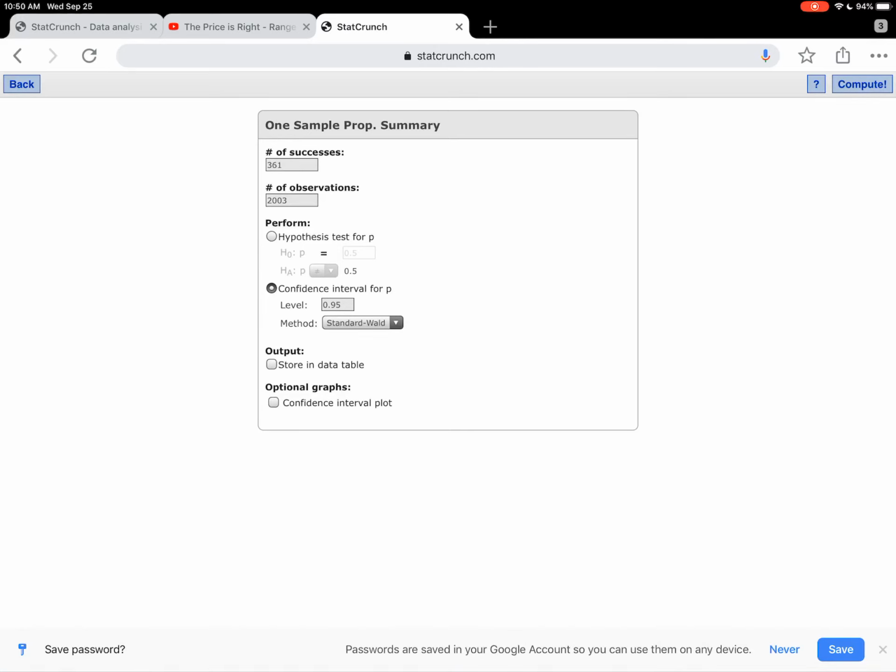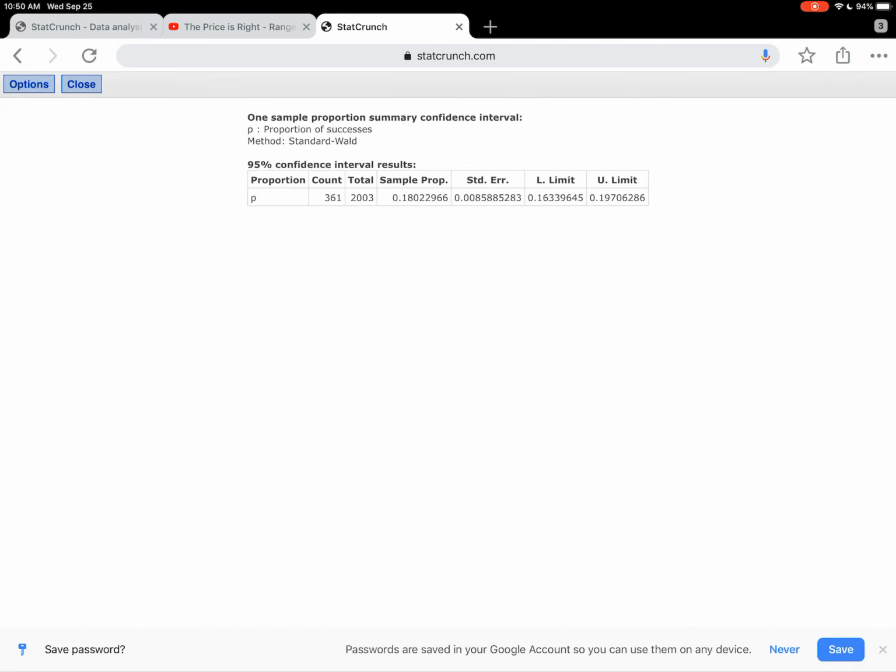And notice that it's preset to 95%. If you need to find a different level, then be sure to change that, but we are good here. It gives us back some of the information that we had put in, and it also tells us our lower and our upper limits. That's what we want for our confidence interval. We have our lower limit and our upper limit of our confidence interval.